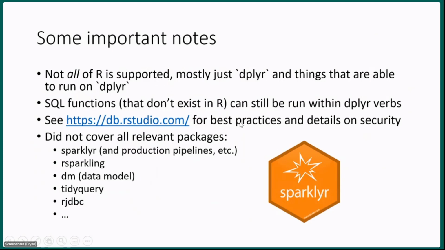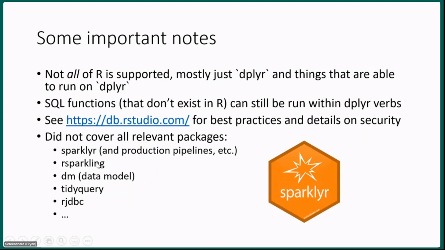And again, db.rstudio.com is where there are descriptions of best practices around interacting with databases. It also has details on things like security and a bunch of other topics that I didn't cover. And then there are a lot of other really important packages that use this similar framework. So sparklyr is one where you're using dplyr to run on the Spark engine, but this also takes advantage of some of the machine learning libraries within Spark, as well as setting up production pipelines and things like that.